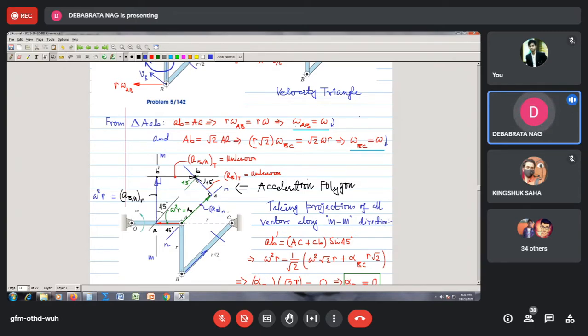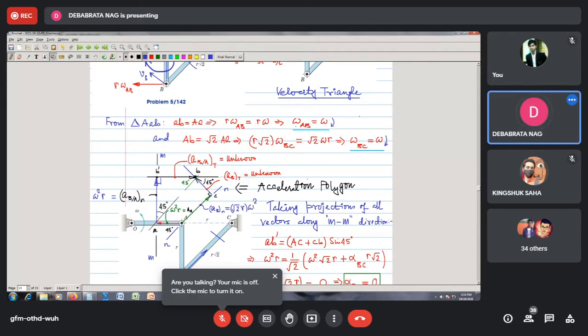And this is ABN. How much is this known to us? You see, this is root 2r. So we can write this is root 2r multiplied by the square of the angular velocity of this link. Now omega BC is equal to omega, so it is omega square multiplied by this quantity. So you see, this will be the normal component of acceleration of point B when it is on BC.